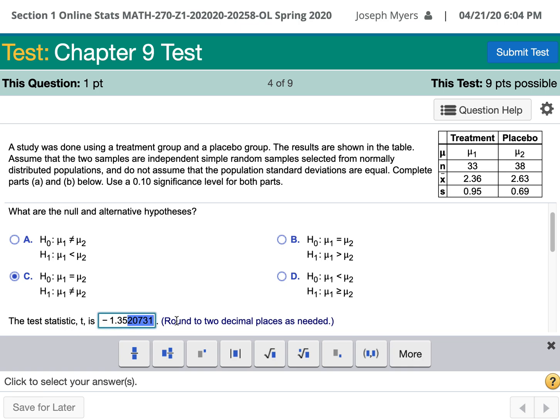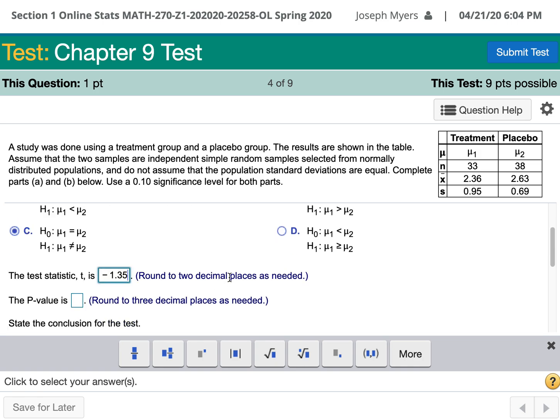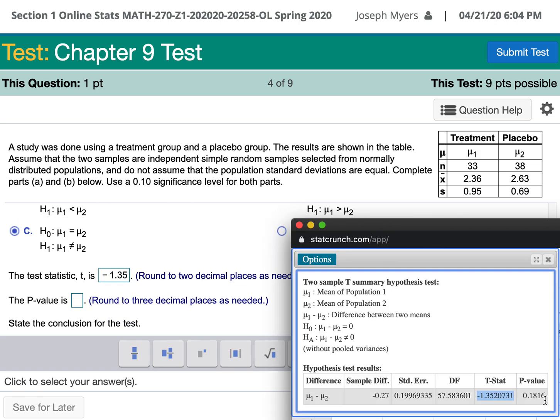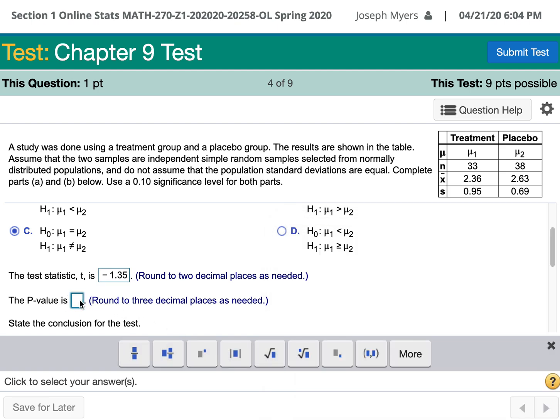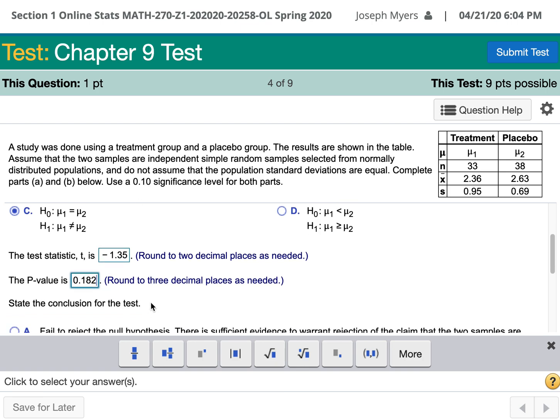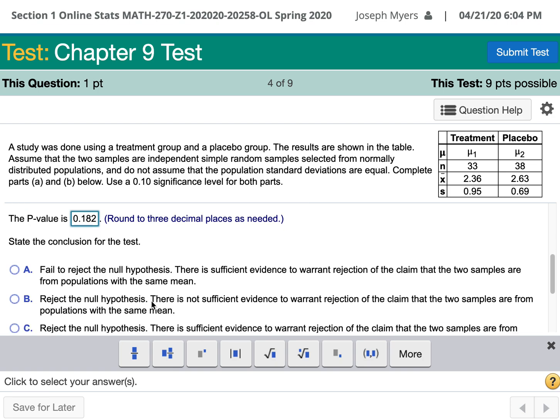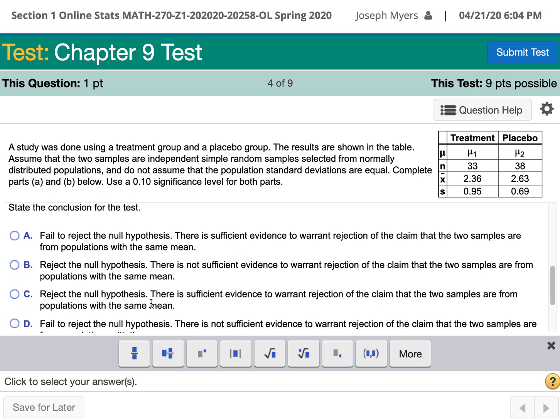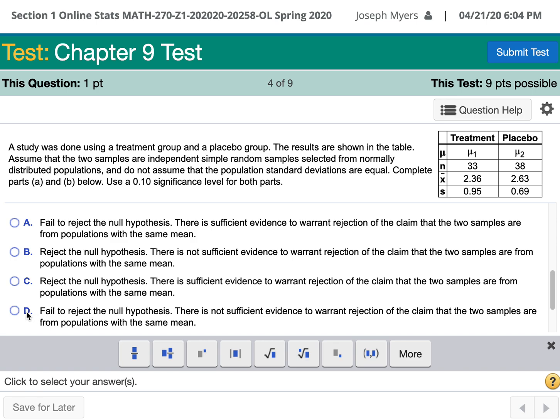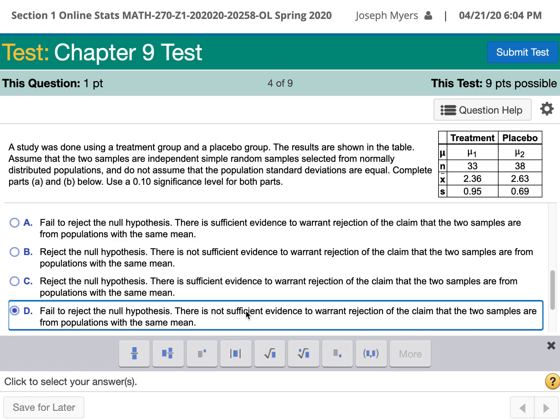So round off to 2 decimal places. The p-value is that number. Round to 3 decimal places. And the significance level is 0.10. So since the p-value is bigger than 0.10, we're going to not reject the null. So we'll say fail to reject the null. And you fail to reject it because there's not enough evidence. There's not sufficient evidence.